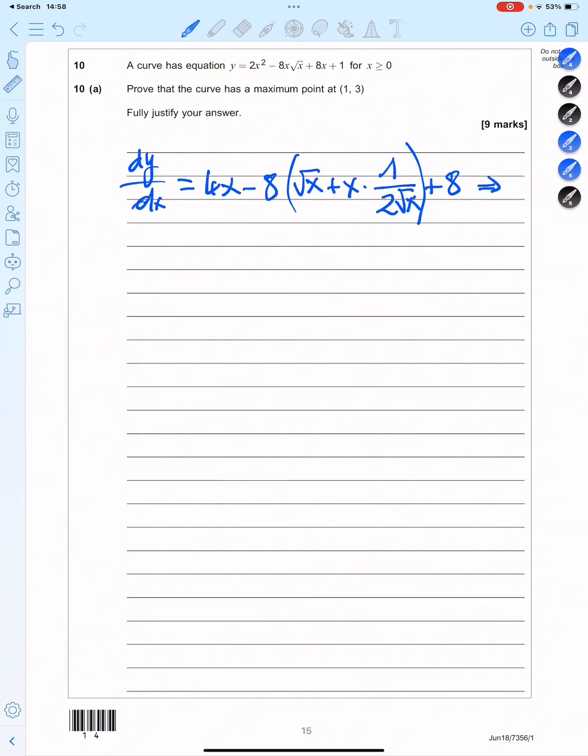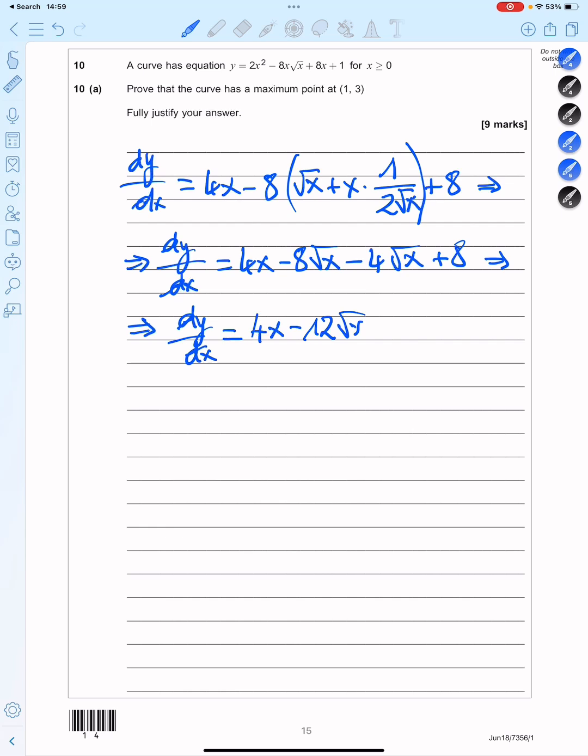Now I'm just going to expand to make it nicer, so this implies that dy/dx equals 4x. Then if I expand here, I'm going to have 8 root x, and then if I multiply minus 8 times x would be minus 8x, so then 8 divided by 2 would be 4, so minus 4 root x, because x over root x would be root x, and then plus 8. Now this is our dy/dx. I'm going to make it nicer again. dy/dx would be equal to 4x minus 12 root x plus 8. So this is our first derivative.